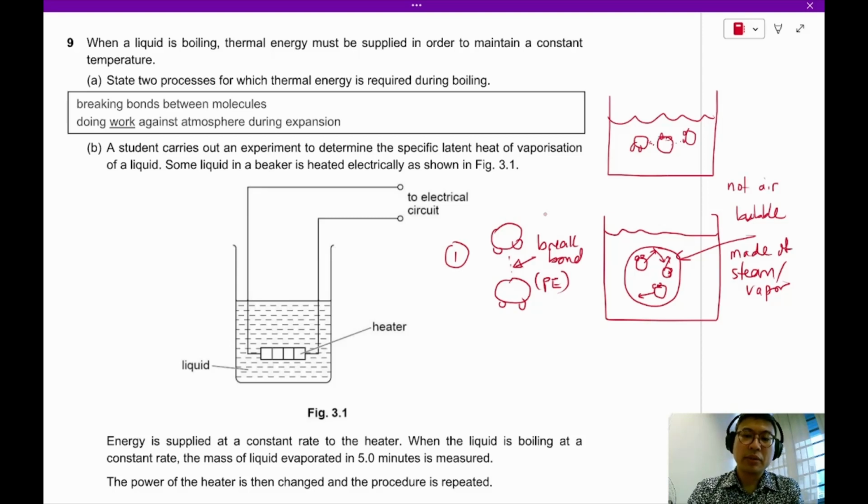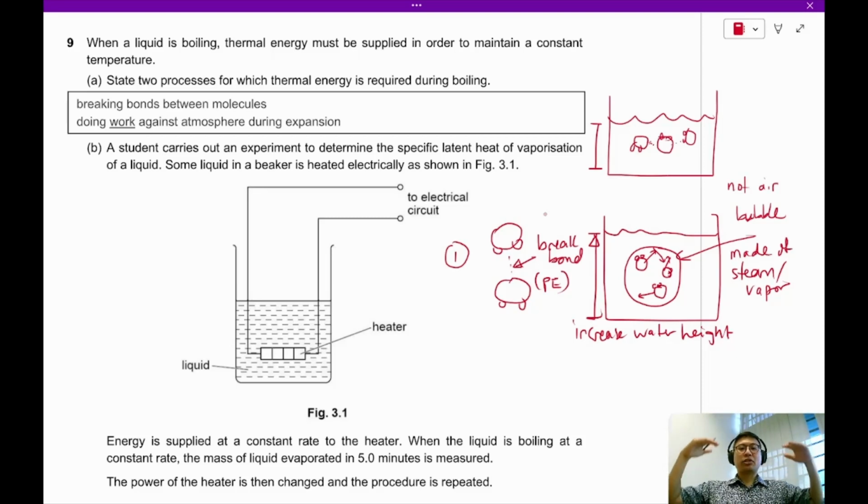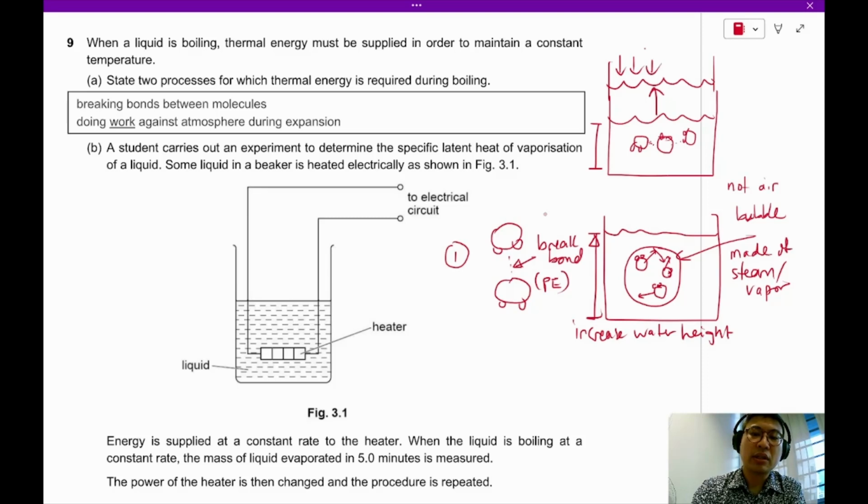Not only that, but something interesting has happened. Do you know that when the bubble expands, the water level rises? So there's an increase in the water surface height. That's because the bubble itself expands and pushes the entire surface up. That means the surface has pushed against the atmosphere. Remember that the atmosphere is trying to squish the water back down, but whenever you have a big bubble, it's pushing against the atmospheric pressure and it causes the water level to rise.